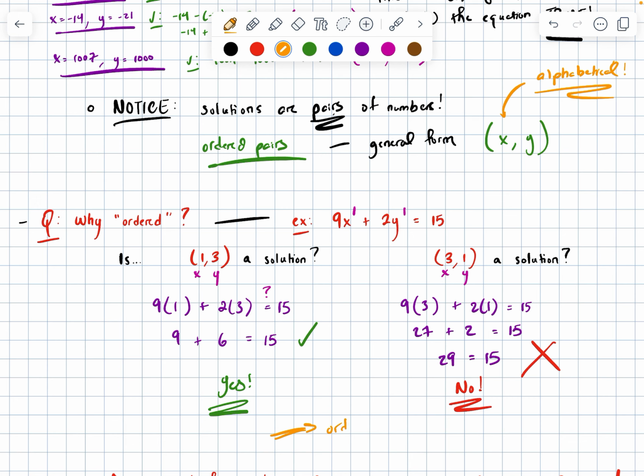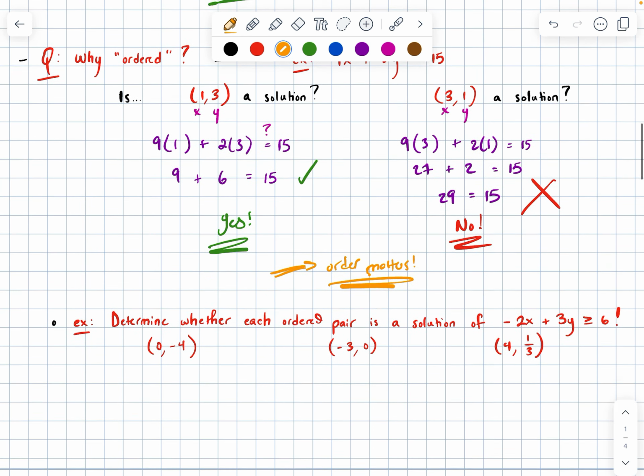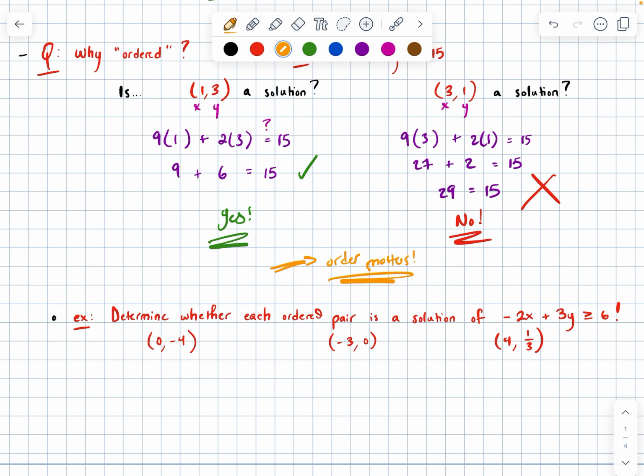All of this to say, the reason why we call these pairs ordered pairs is because the order that we list our numbers in is important. The order matters here. Cool. So I cannot willy-nilly write the 1 before the 3 or the 3 before the 1. I have to make sure that I am writing them in alphabetical order corresponding to the variable. Good.